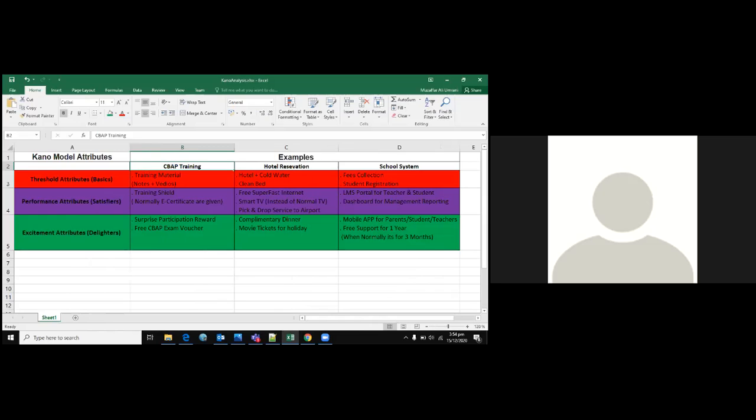The basic attributes can be hot and cold water and a clean bed. In the performance attributes, we can say free super fast internet, a smart TV instead of a normal TV, and pick and drop services. While the excitement attributes can be a complimentary dinner or movie tickets for holidays if you are staying during the holiday periods.